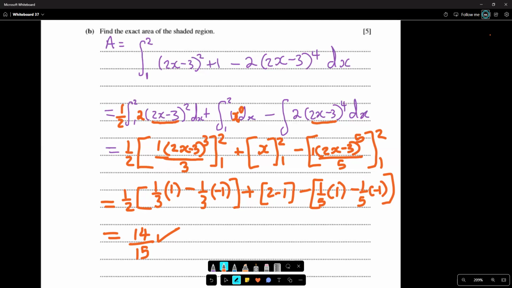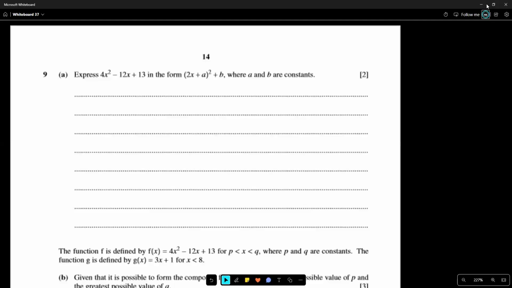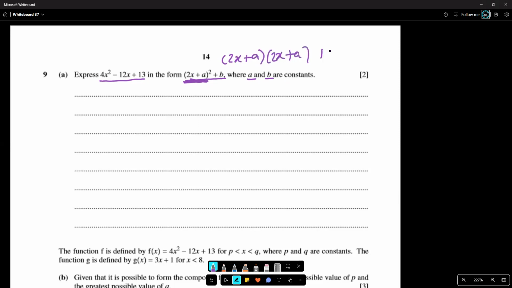I'm going to just erase this part to create space. Okay, so this question here, they say express this part in the form there, where a and b are constants. Okay, sharp. So that is fine. So guys, here I can see that, okay, this is basically 2x plus a, 2x plus a plus b, right?